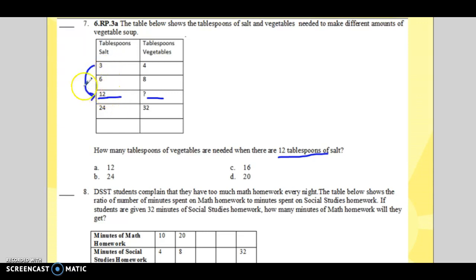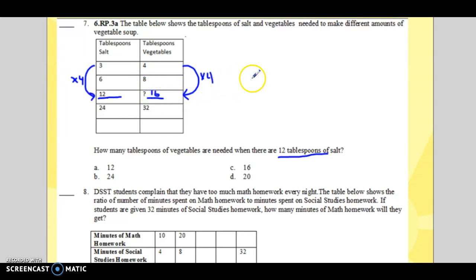Well, 3 times 4 would get me to 12. Let's just do the same thing over here. So 4 times 4 should get me my answer here. So 4 times 4 would get me 16.